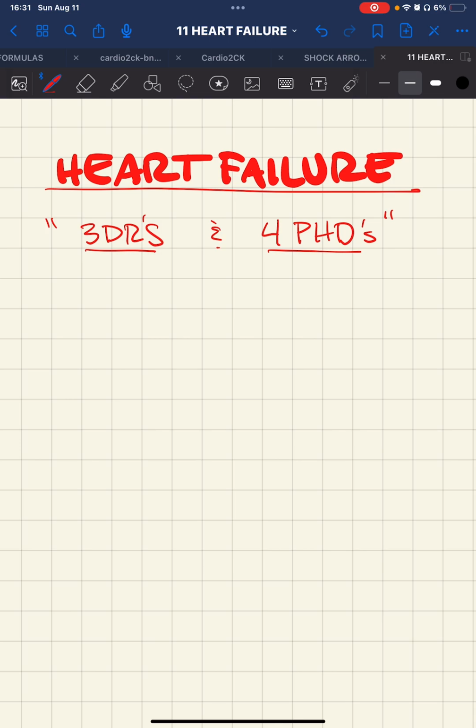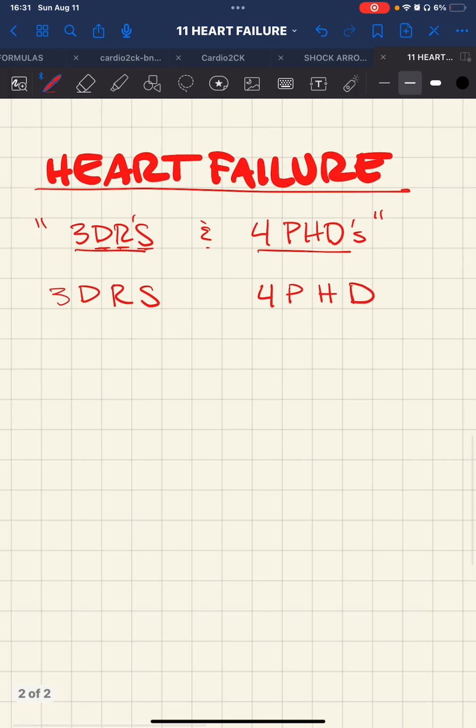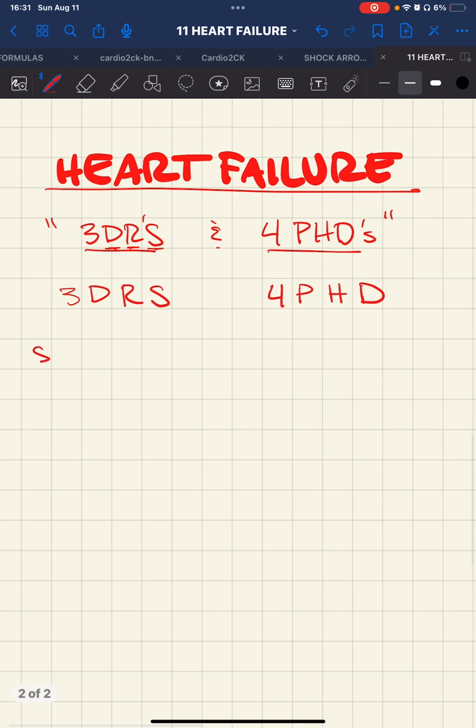And you can see, let's just look at these 3 letters of each, right? So 3 D R S, 4 P H D. And then let's write it out, what we have for each. So this means we're going to have an S3. It means we're going to have dilated cardiomyopathy, reduced ejection fraction, and systolic heart failure.